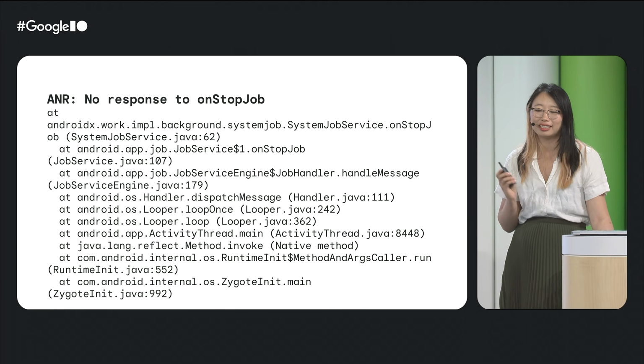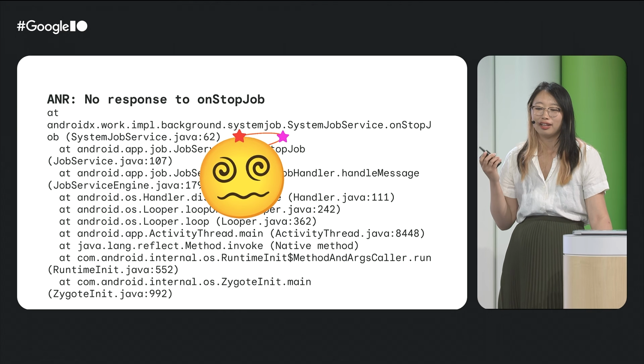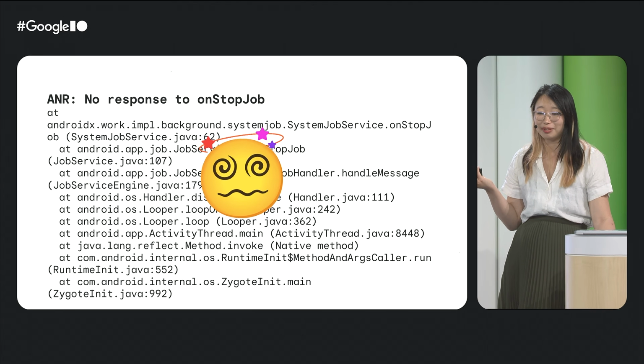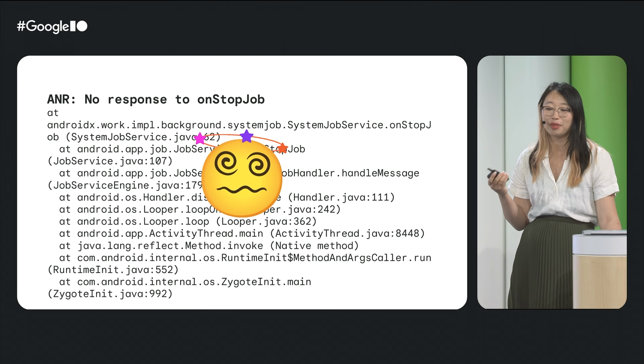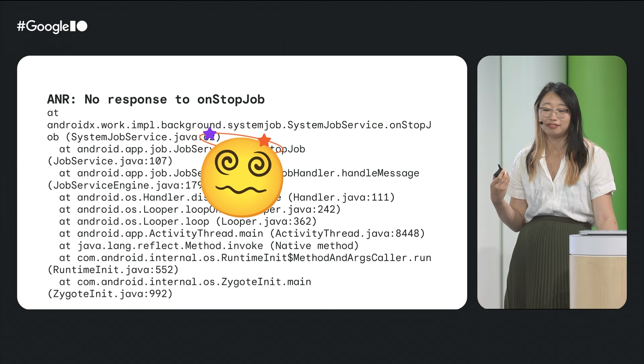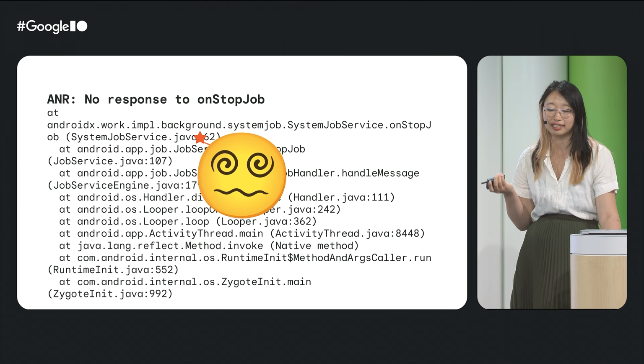Here is a really confusing ANR that we've seen a lot of developers struggle with: no response to on-stop job. And I'm feeling this at this moment. I can't understand this stack trace, and it's not helpful. And I can't reproduce it locally on the device. So how do I use application exit info to debug this exception? I'm going to switch over to my code.